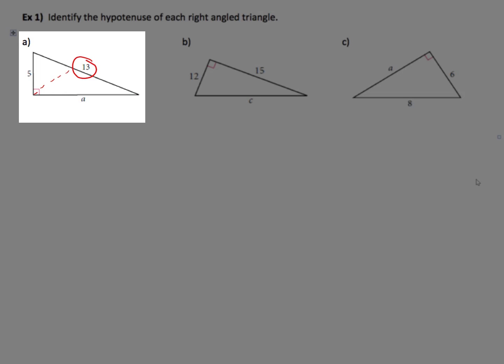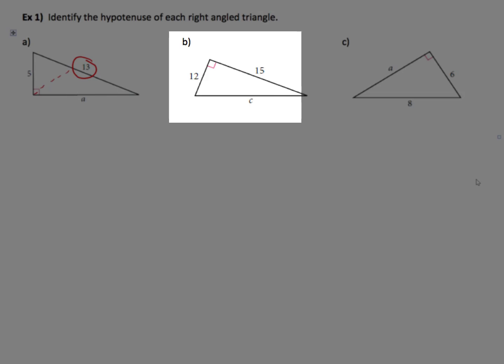Now, we can rotate right angle triangles, and that's what we see in our next two examples. So in example B, which side do you think is the hypotenuse? 12, 15, or C? If you said C, you're correct because it is the opposite of the right angle. If you look, the right angle kind of points in a direction, and I just drew a dashed line over to that side.